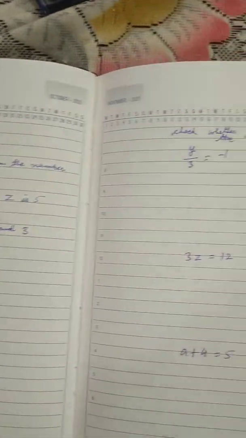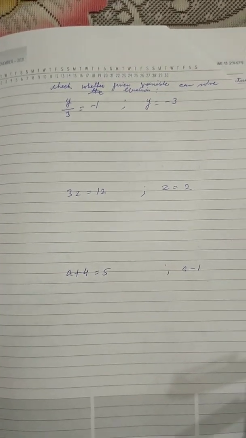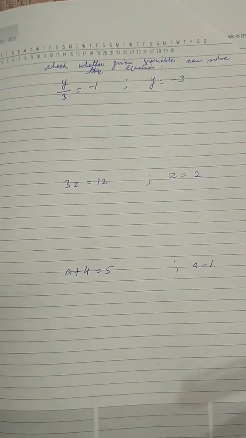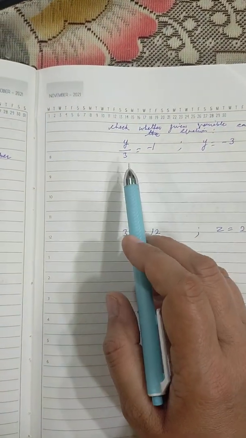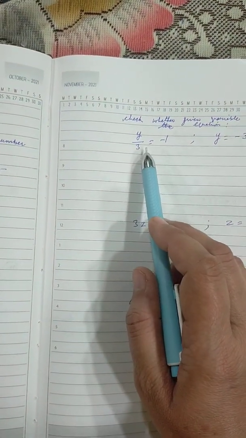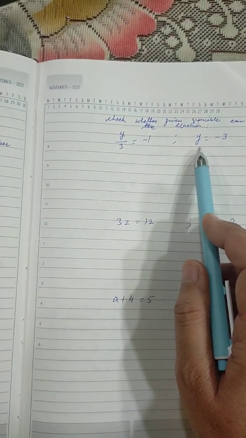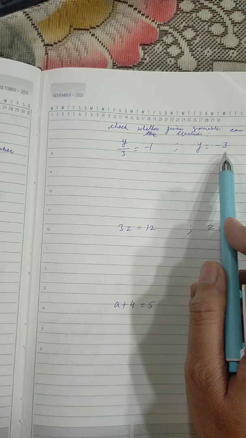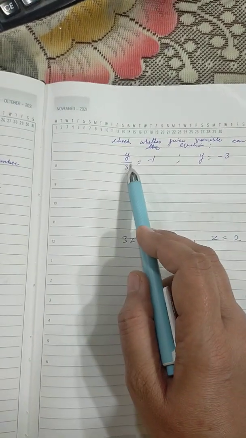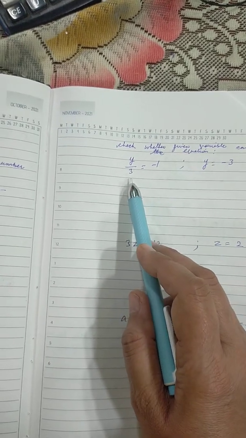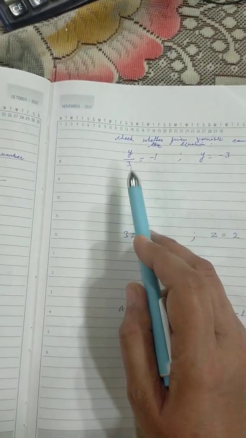So the next topic is check. To check whether the given value of the variable is actually the solution of this linear equation or not. For example, I have an equation y upon 3 is equal to -1, and I'm given a value of y equal to -3. That means I need to check that if I put this value of y in my equation, does my left hand side become equal to the right hand side? I need to check it.